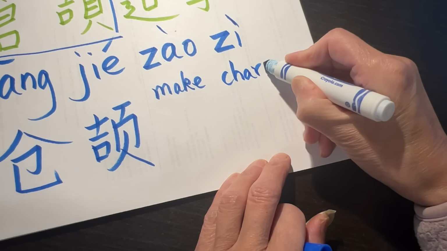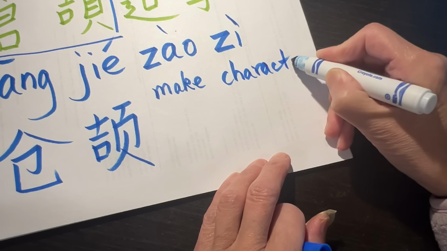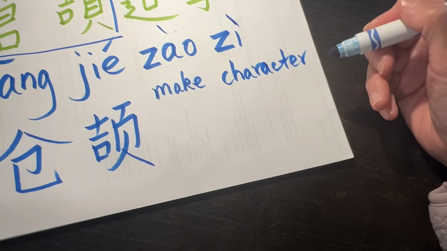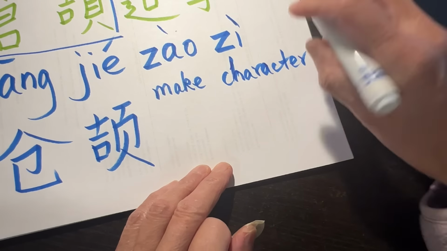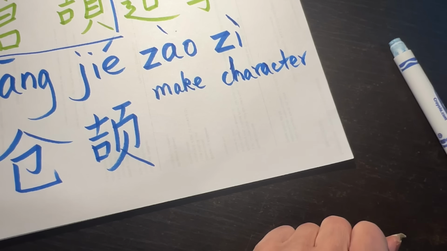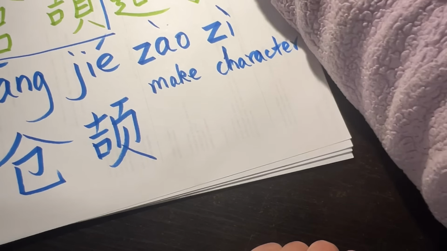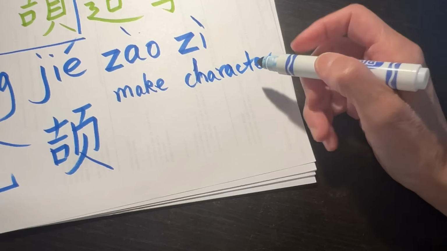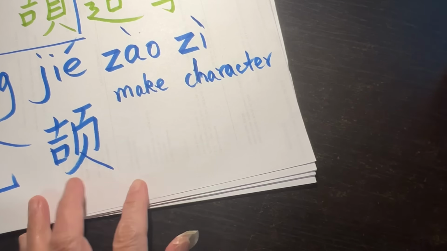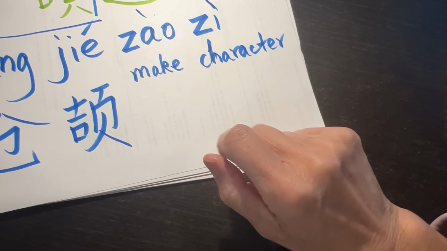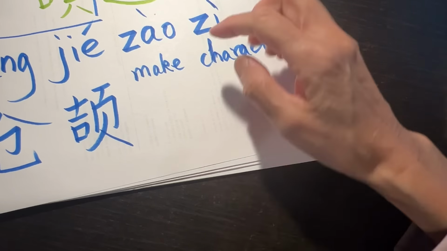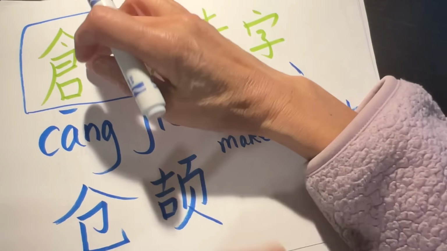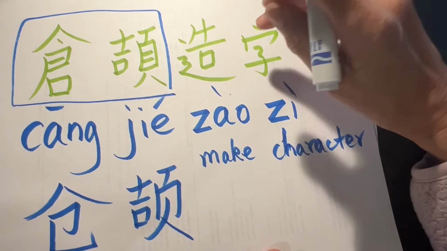Character. Okay, I'm right. Make character. 仓颉 made Chinese characters, created Chinese characters. 字 are these. This is a zi, a zi, a zi. One character, another character, another character.